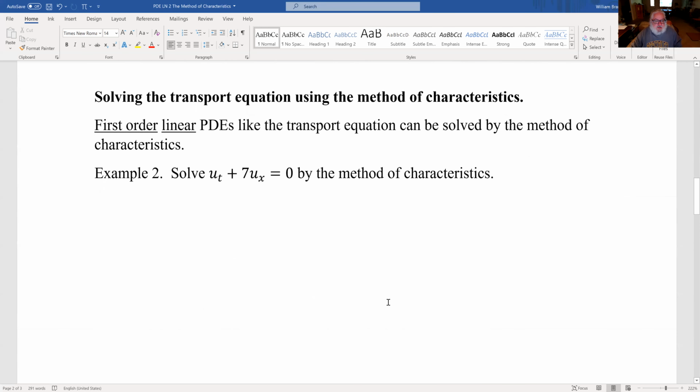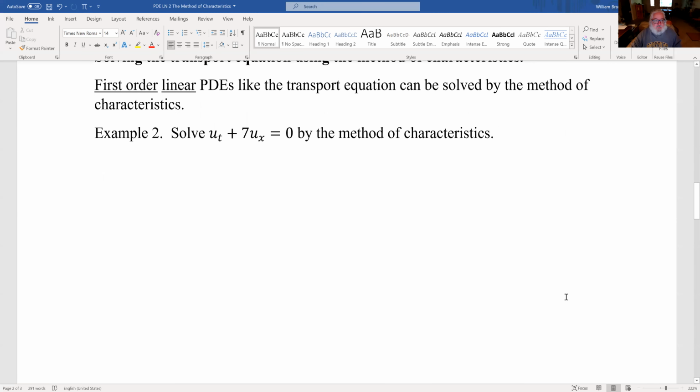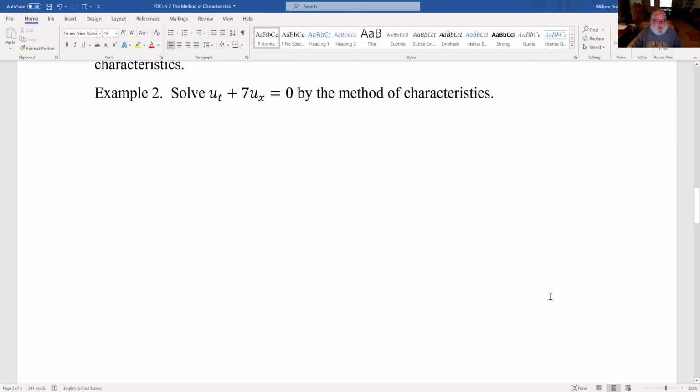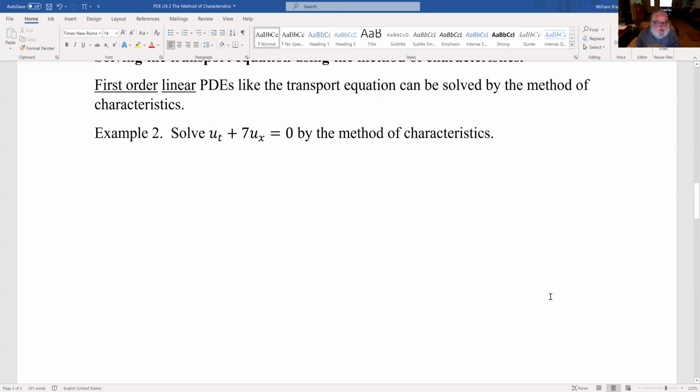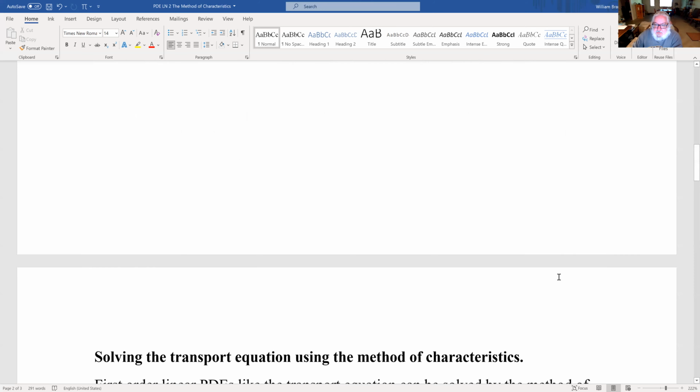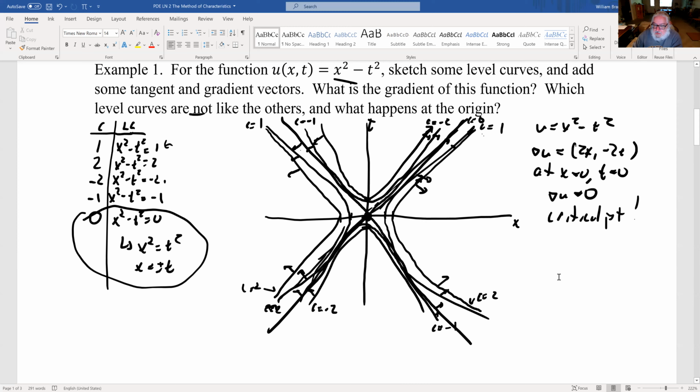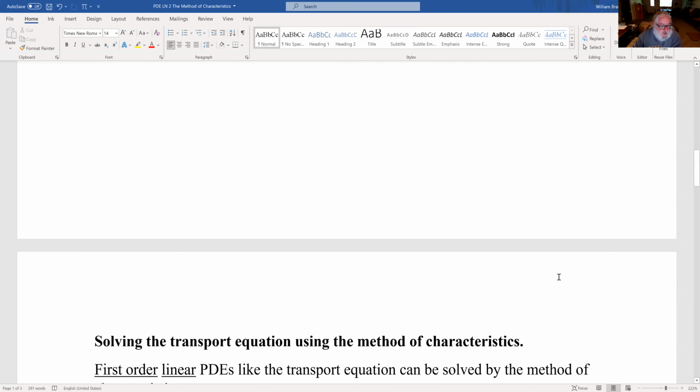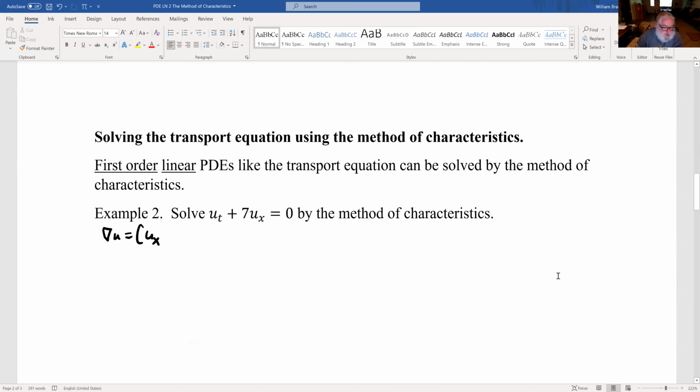Using the method of characteristics. First order linear PDEs, like the transport equation, can be solved using the method of characteristics. So how does that work? Well, suppose we have u_t plus 7u_x equals 0. So we'll note that grad u equals, I've been writing it u_x and then u_t, so I'll leave it as (u_x, u_t).